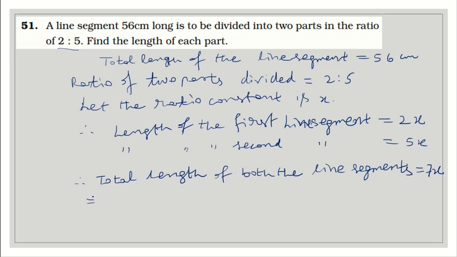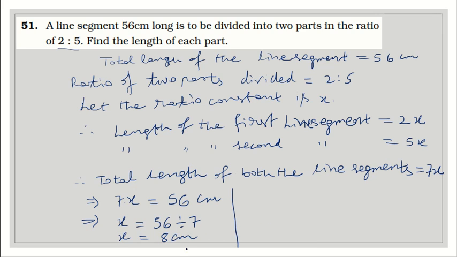Thus, 7x equals 56 centimeter. It implies x equals 56 divided by 7, because 7 is multiplying, this side it comes and does division. It implies that x is 8 centimeter.